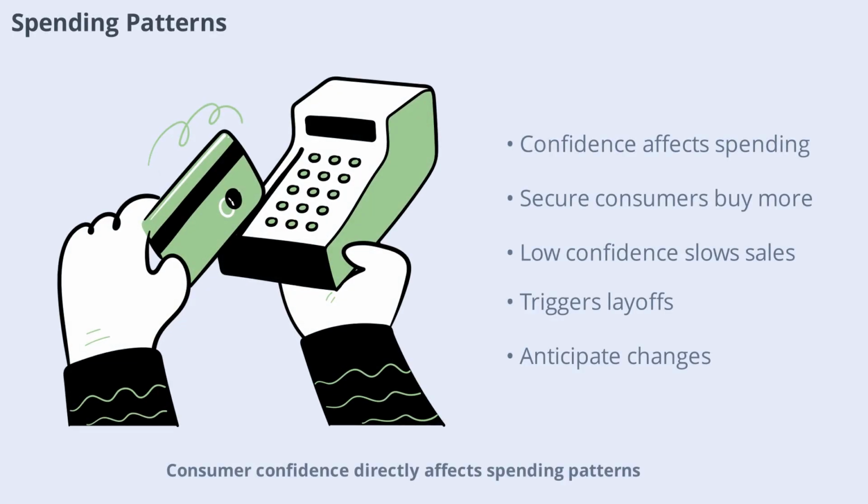Consumer confidence directly affects spending patterns. When people feel secure about their jobs and finances, they're more likely to buy homes, cars, and other big-ticket items. But when confidence falls, spending slows down and businesses see fewer sales. This shift can trigger layoffs and further weaken the economy. By tracking consumer confidence, you can anticipate changes in spending and adjust your financial plans accordingly. It's a key piece of the recession puzzle.